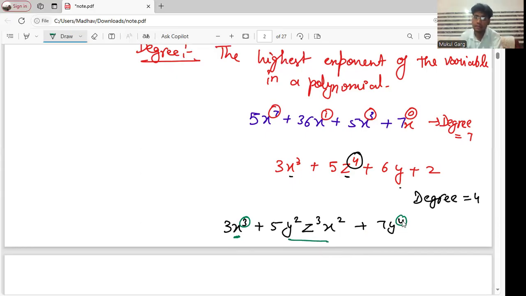So what should be the degree in this case? Let me tell you about the degree. See, whenever you have such cases, if we have different variables, we will find out the collective degree. We need to add all the exponents. 2 plus 3 plus 2. In that case, it's going to be 7. So the degree of this expression is going to be 7.